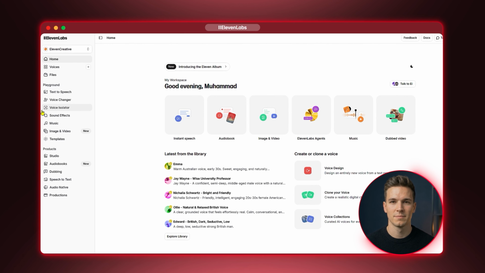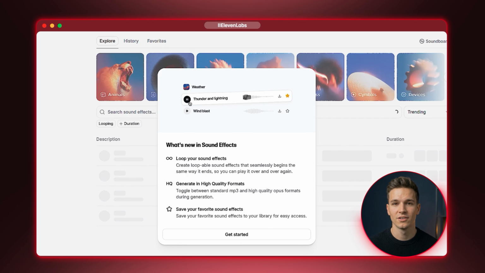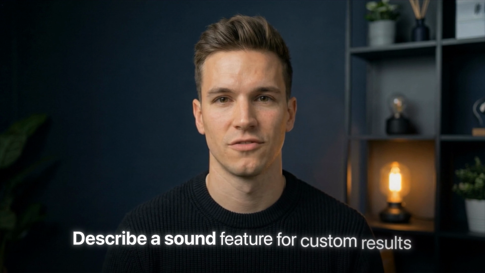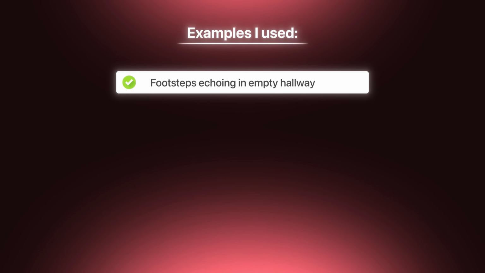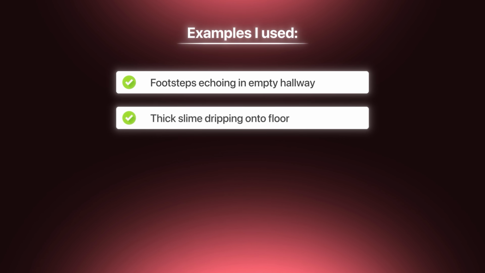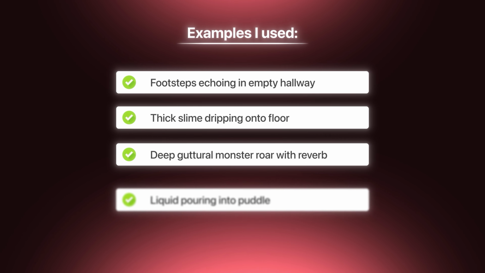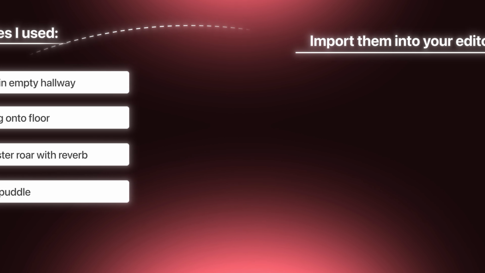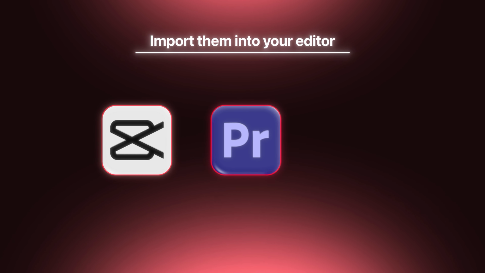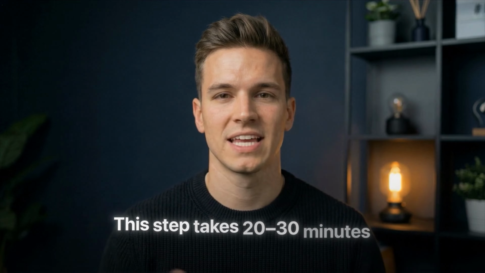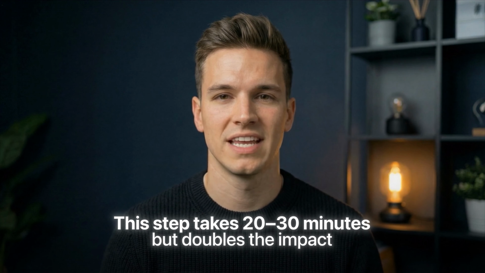Head over to ElevenLabs and click Sound Effects. You can either browse the library for footsteps, slime drips, and monster growls, or use a Describe a Sound feature for custom results. Examples I used: footsteps echoing in empty hallway, thick slime dripping onto floor, deep guttural monster roar with reverb, liquid pouring into puddle. Import them into your editor. CapCut, Premiere, or DaVinci will work well, and sync to the action. This step takes 20-30 minutes, but doubles the impact.